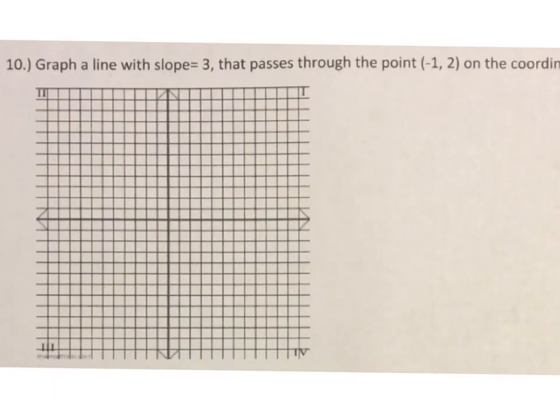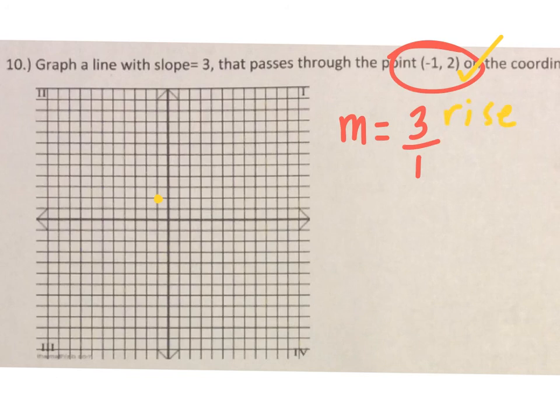Okay, for number 10, we're going to graph a line that has a slope of 3 and passes through the point negative 1, 2. So my slope, or my m, is positive 3. Remember, I need rise over run, so I can put that over 1. And then we'll start by plotting the point negative 1, 2. So start at the origin and go back 1, up 2, and plot that point. Okay, so I did that part. Then from that point, I'll rise 3 and run 1, making a positive slope. So from that point, rise 3, run 1, puts me right here.